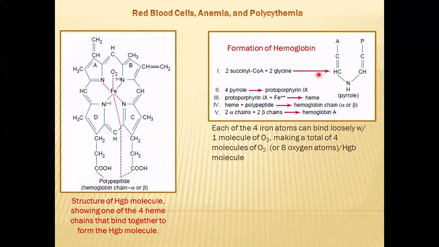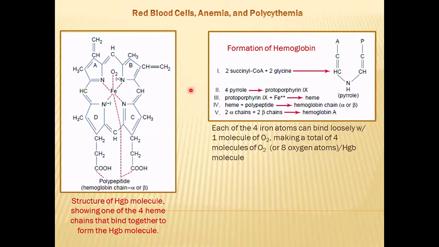So this is the formation of hemoglobin. Again, na-discuss in biochemistry, but just a review of what you learned in biochemistry. How is hemoglobin formed? So this one is the structure of a hemoglobin molecule, showing one of the 4 heme chains that bind together to form a hemoglobin molecule.